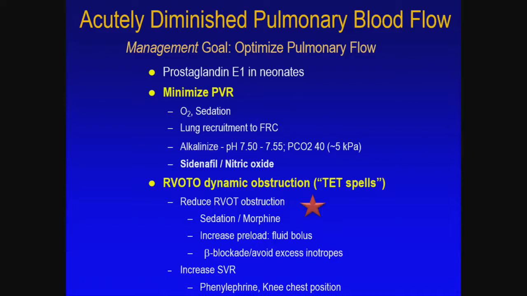Increase preload, give fluid bolus, okay? You have a thick right ventricle, increase preload, it feels better. Beta blocker, avoid excessive inotropes, increase SVR. This is commonly asked. Phenylephrine increases SVR and shunts the blood back from the left ventricle to the right ventricle, improving the flow into the lungs.